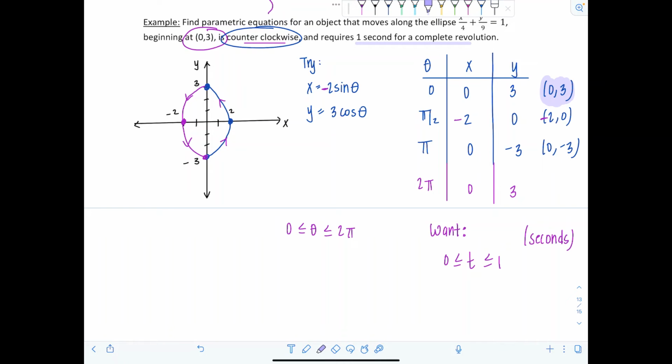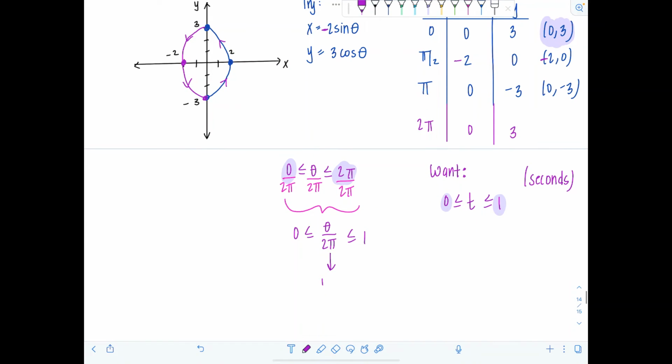Okay? So how do I need to adjust the limits on theta so that they become 0 and 1? Well, I'm already happy with the lower limit. I just wish that that 2 pi was a 1. So I'm going to divide everything by 2 pi. And then now I have that 0 is less than or equal to theta over 2 pi is less than or equal to 1. So what I'm going to do is say let t equal theta over 2 pi.